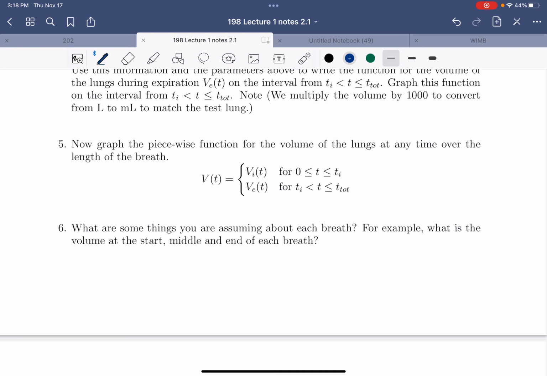Okay. And then think about some things I want you to think about. What are some things that you're assuming about each breath? For example, what's the volume at the start, the middle, and end of each breath?